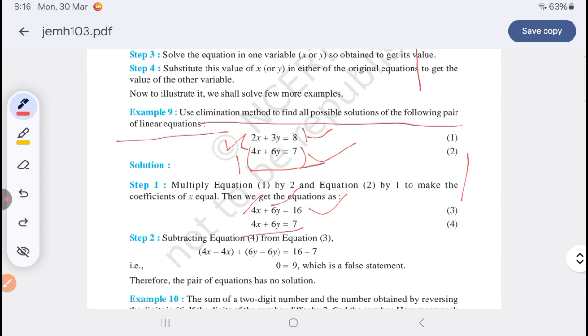So subtracting equation 4 minus equation 3, you will get this one. Equation 4 is 4x plus 6y, then 4x plus 6y. So you will get 0 equal to 9, which is a false statement. Therefore, the pair of equations has no solution.